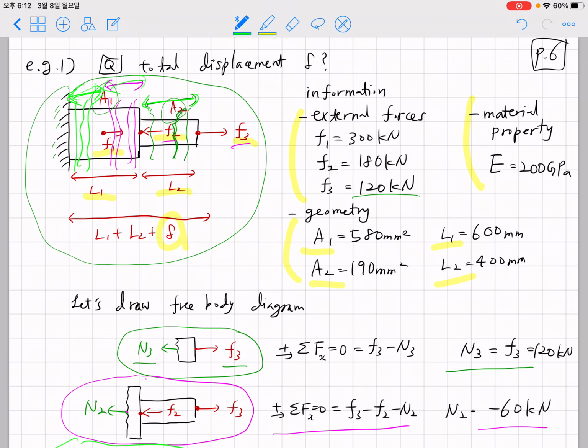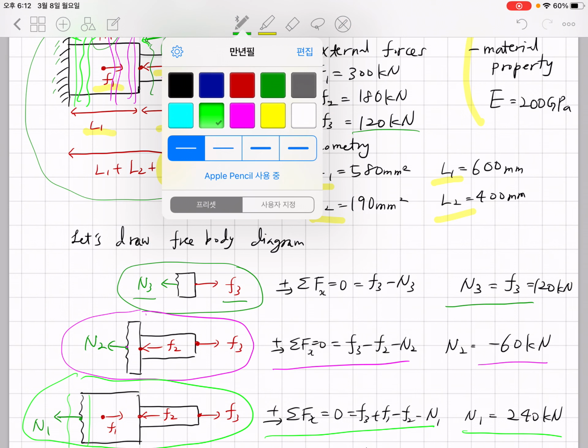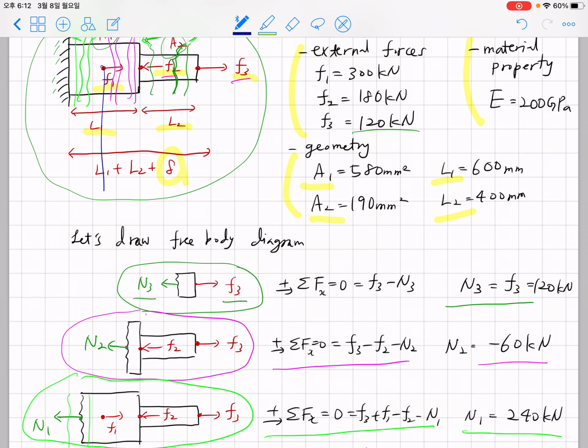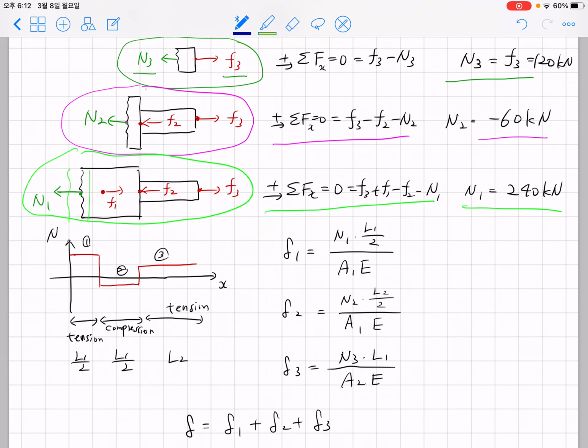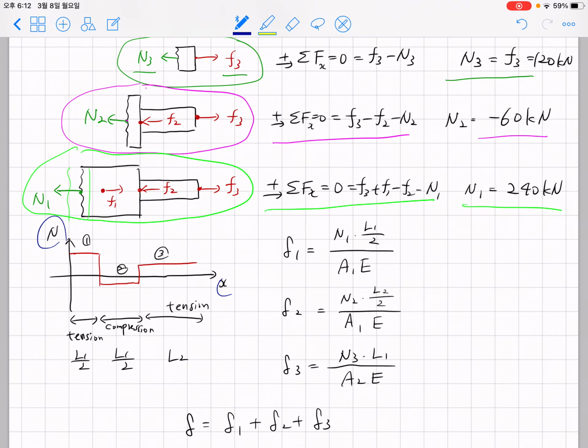For these three sections, within this zone you're going to have N3. Within this zone you're going to have N1. Within this zone you're going to have N2 force, and within this zone you're going to have N3 force as a reaction to F1, F2, F3. Then after obtaining this N as a function of position, you can see you have three values: N3 is 120, N2 is negative 60, N1 is 240.